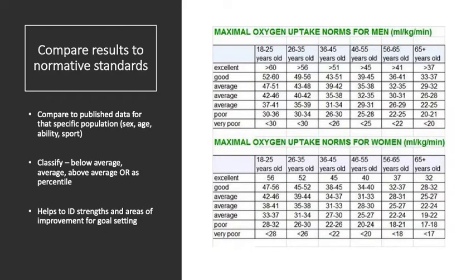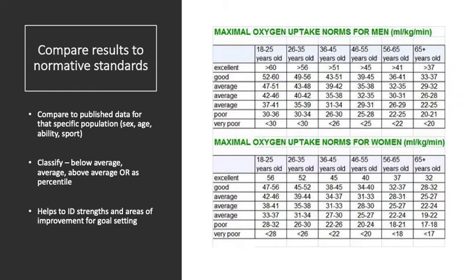So here's an example of normative standards for maximum oxygen uptake, norms for men, age 18 to 65 plus, and women age 18 to 65 plus. And as you can see, we have very poor all the way to excellent and standards for them in relative terms. So milliliters per kilogram, incorporating body mass per minute. So you can classify your clients' cardiovascular fitness based on these normative standards.